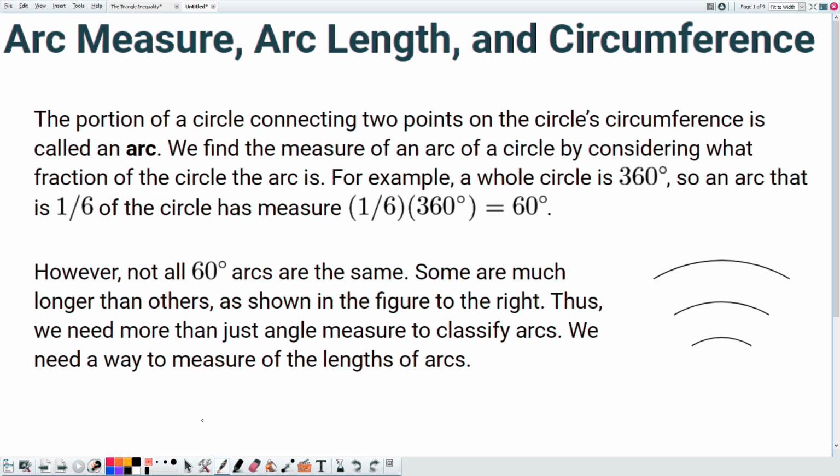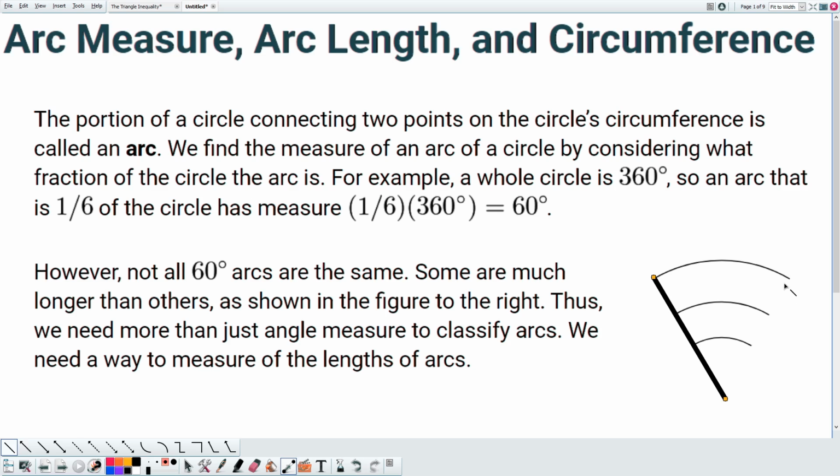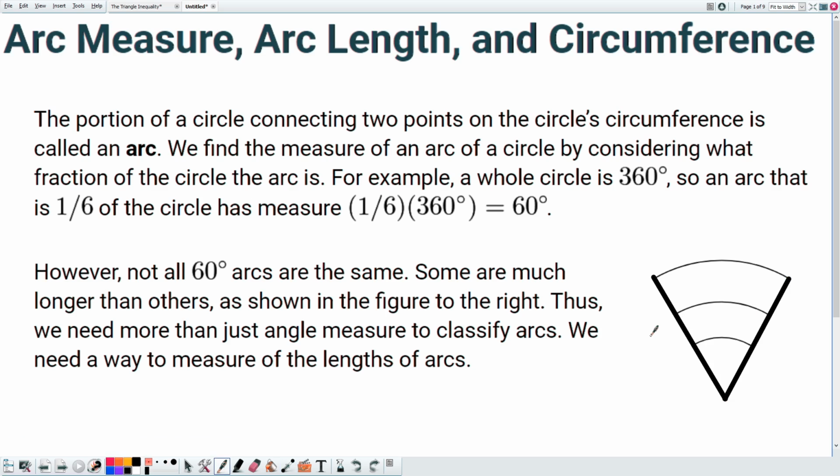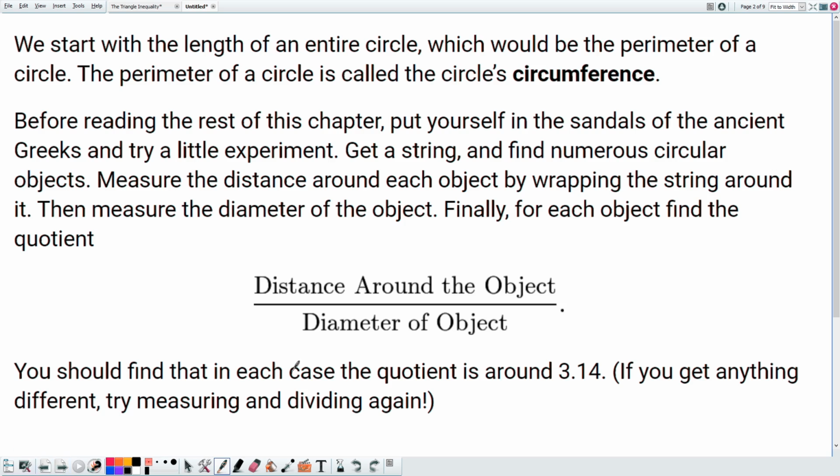1/6 times 360. Not all 60-degree arcs are the same. If we look at this little diagram we have here, these would all be considered 60-degree arcs. However, notice they have different lengths. The top one has the greatest length, the middle one has the middle length, and the shortest one here has the smallest length. So even though they have a measure of 60 degrees each, they have different lengths associated with them based on the circumference.